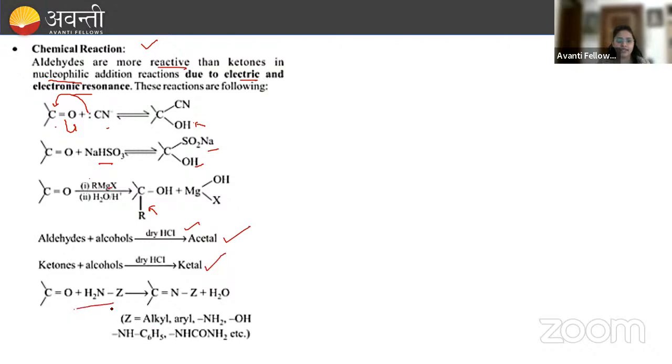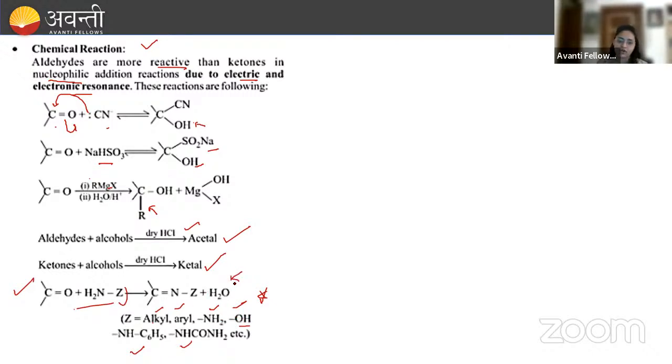Next reaction you can see here. What is this? NH2Z. So alkyl aryl hydroxide form होगा. क्या form होगा? इस प्रकार का ये reaction. This is a very, very important reaction. So this Z group can be alkyl, aryl, NH2, OH, NHC6H5 and NHCONH2. When OH is present, we call it hydroxide formation.